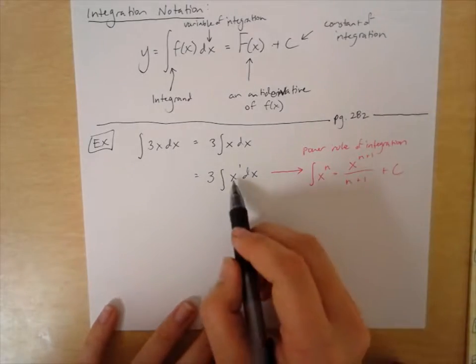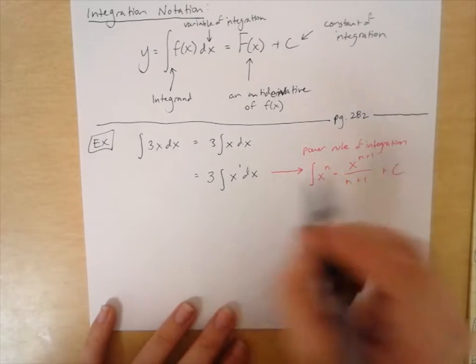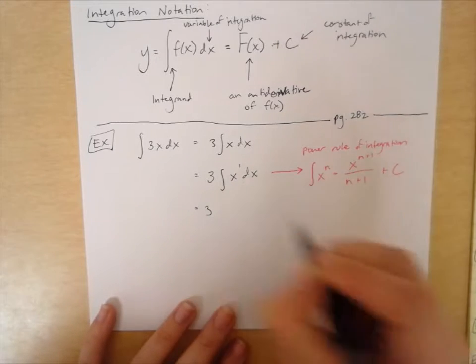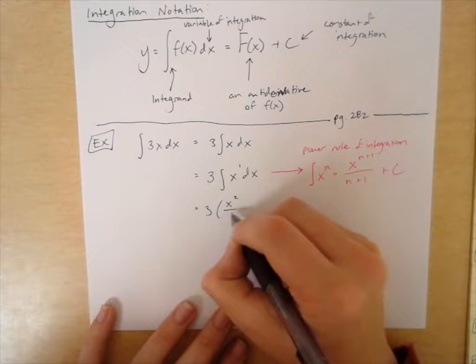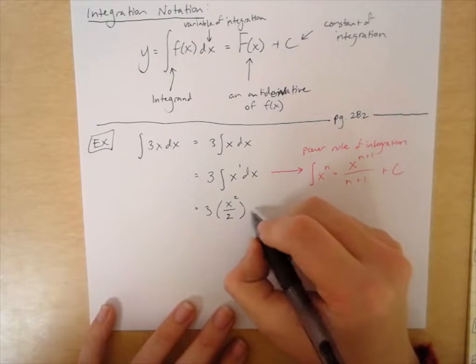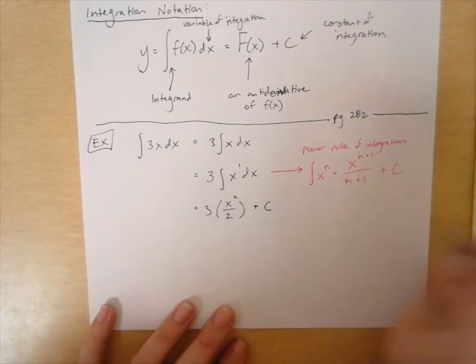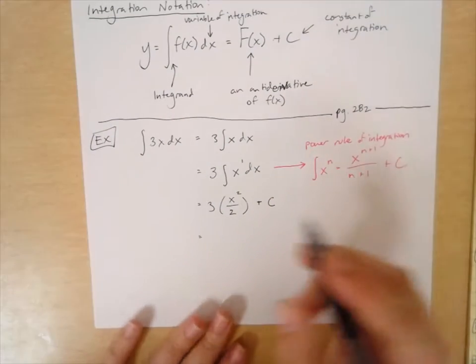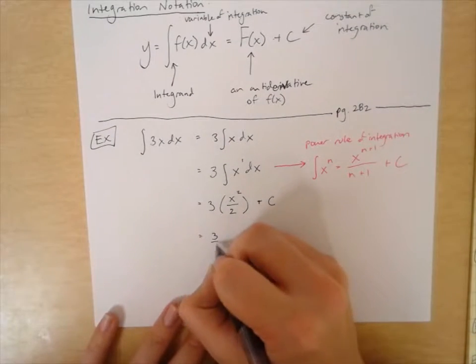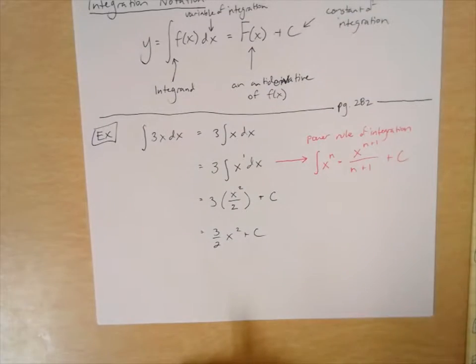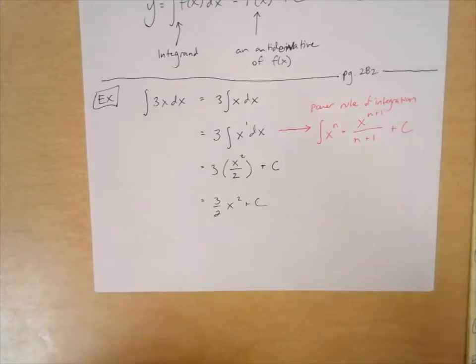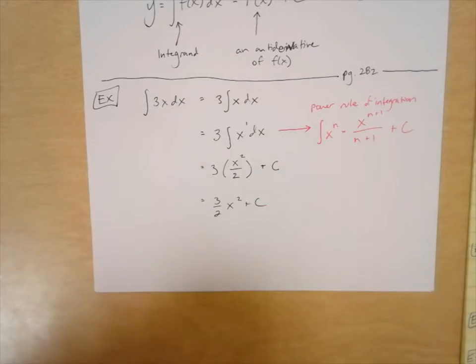Okay, so now I'm going to do that with this 1 here. I'm going to rewrite this as 3 outside, x squared over 2, and then plus c. And I can simplify just a little bit here if I do 3 over 2 x squared plus c. And that is my antiderivative. Not too bad. All right, let's do another example on a separate sheet of paper.